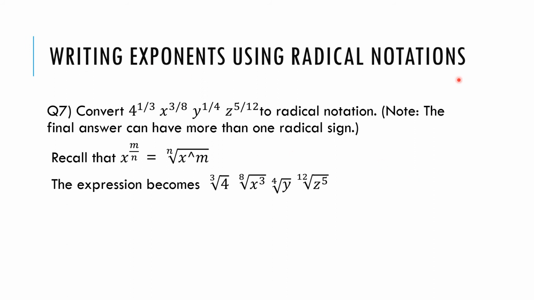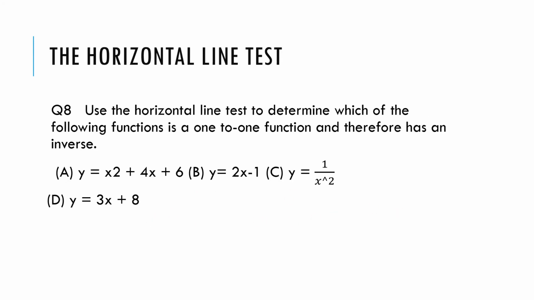Okay, writing exponents using radical notation. Convert 4^(1/3), x^(3/8), y^(1/4) and z^(5/12) to radical notation. The final answer can have more than one radical sign. Recall that x^(m/n) is written as the nth root of x^m. The expression becomes 4 times the cube root of 4, the 8th root of x cubed, the 4th root of y and the 12th root of z^5. This is our answer. This is how we have written it in radical notation.